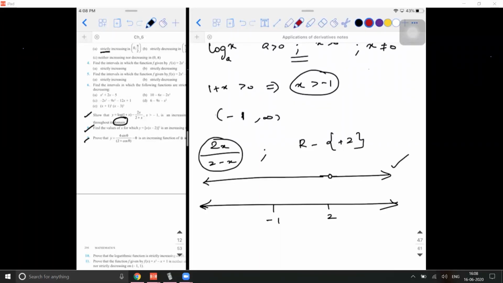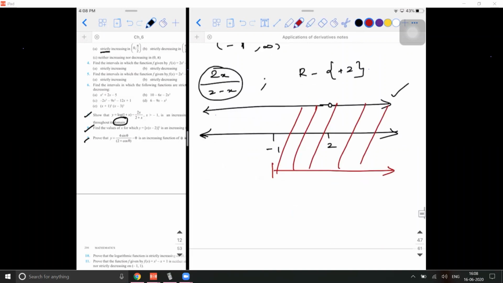Whereas log says x should be greater than minus 1. So what is the common area? The common area is minus 1 to infinity with a break at 2. So the domain is x belongs to minus 1 to 2 union 2 to infinity. I hope it is clear. So when you are getting the values, you are not supposed to include 2.